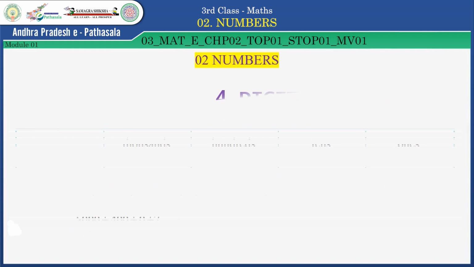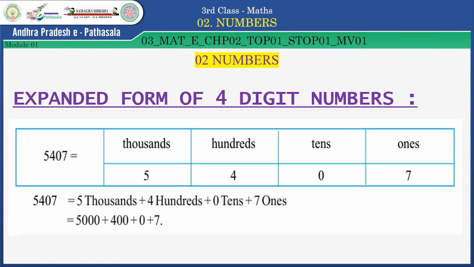Let us explore the number 5407 in expanded form. This means we will write it as a sum of its parts. First, we have 5000. That's for the thousands place. So, we have 5 thousands. Next, we have 400. This represents the hundreds place. So, we have 4 hundreds.